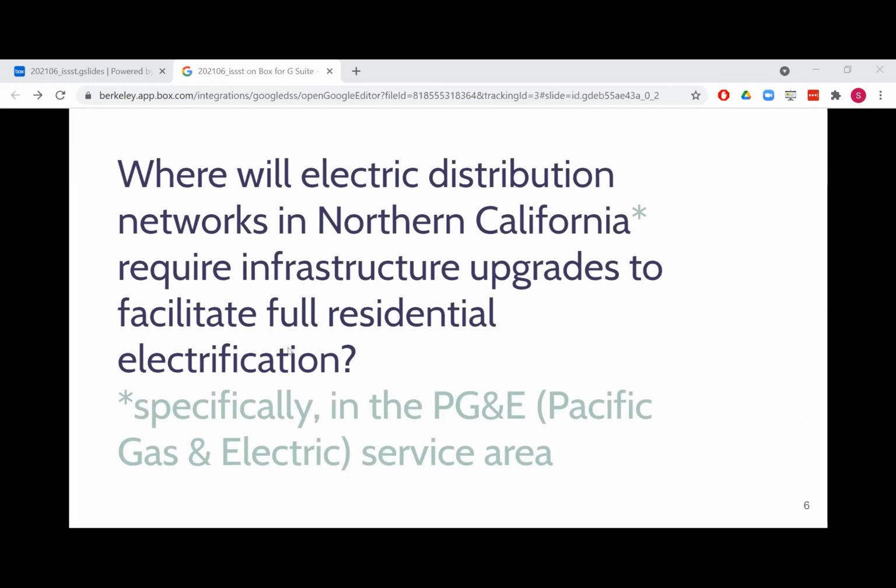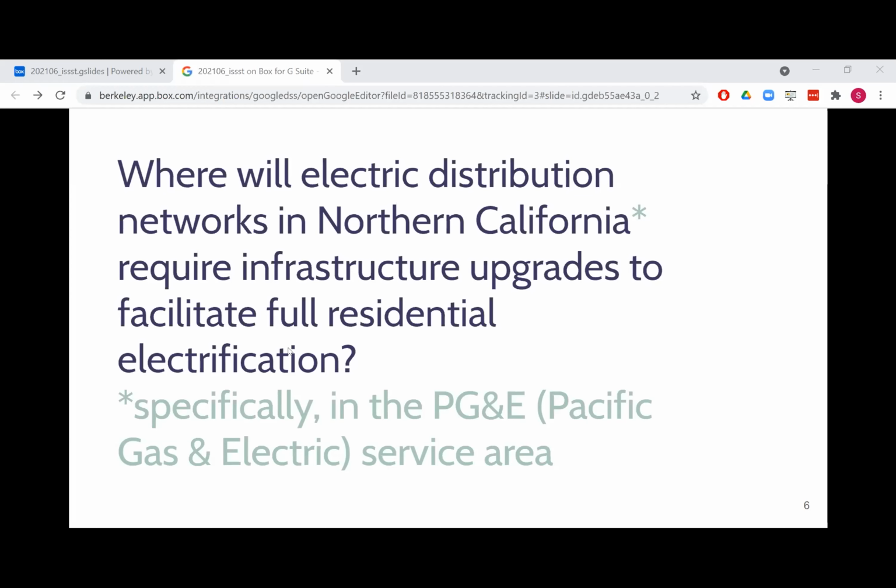And so the main question that this research addresses is where will electric distribution networks in Northern California require infrastructure upgrades to facilitate full residential electrification? In terms of Northern California, I'm focusing specifically on the area served by the utility Pacific Gas and Electric, where a lot of the interventions that I mentioned earlier, from the city to the state to the utility measures, have been concentrated.